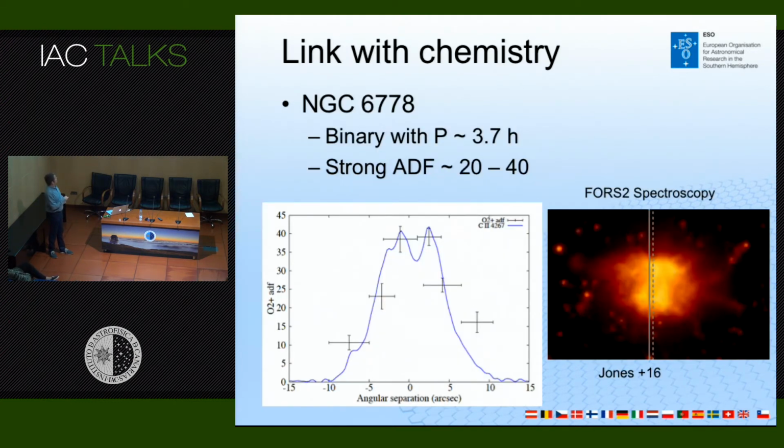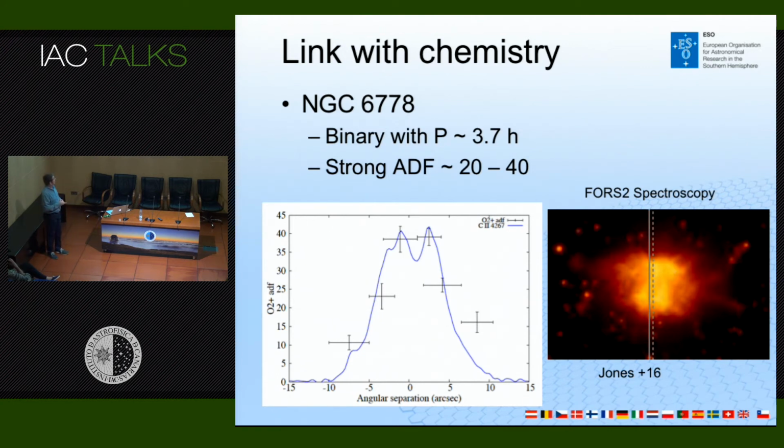And so one indication there is a link with binarity is given by this object. This is the work done by Dave. So this is NGC 677A. Using FORS2, we looked at taking a slit in this direction here, so avoiding the central star. And what we could then compute was this ADF. And we can see that the ADF is typically between 20 and 40. So it's a huge difference between the two abundance ratios that we can measure.